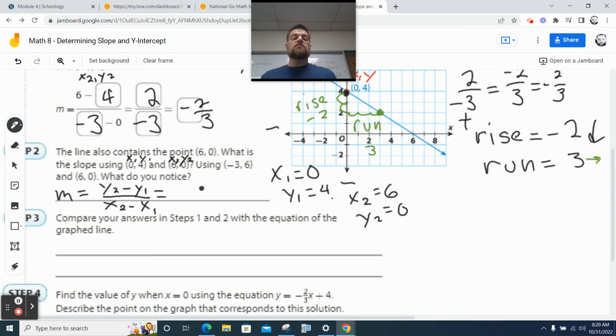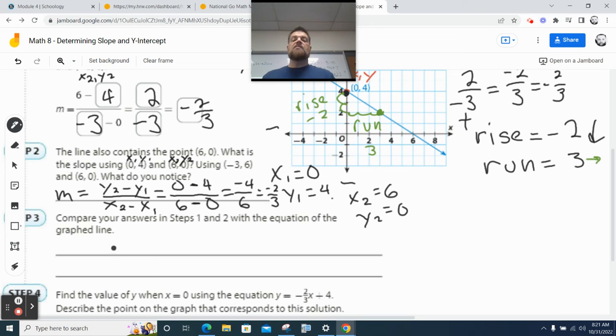What's y sub 2? 0. Minus y sub 1. What's y sub 1? 4. What's x sub 2? 6. Minus x sub 1. What's x sub 1? 0. When I do the math, what do I get? -4 over +6. What does that reduce down to? -2/3. Okay. Compare your answers.